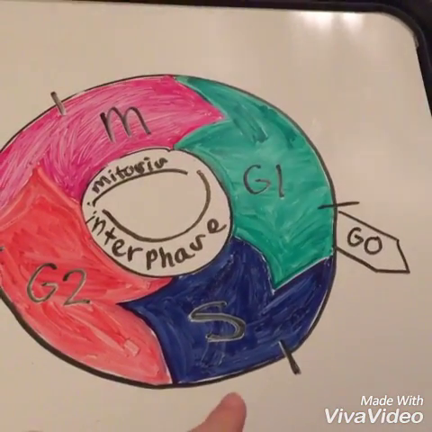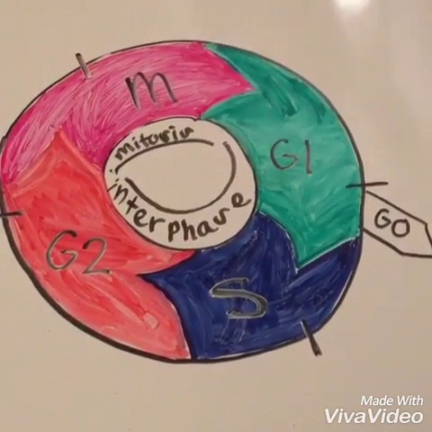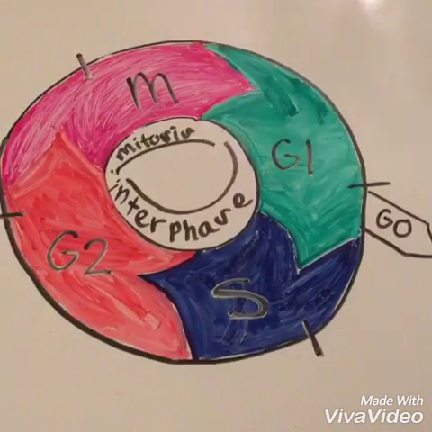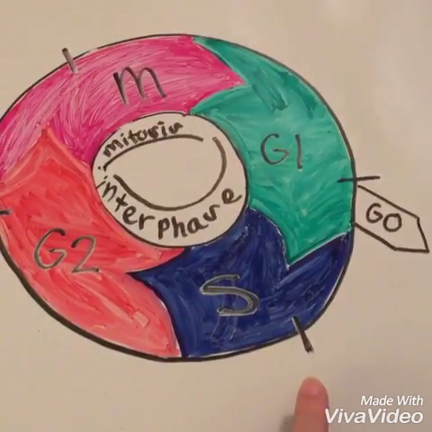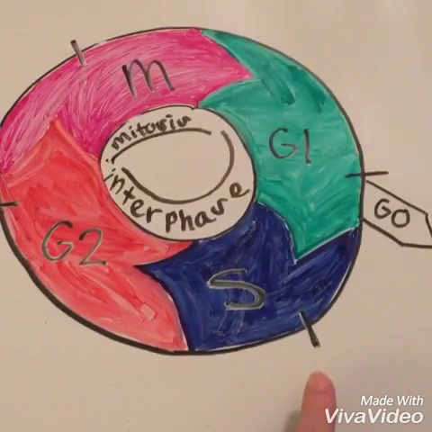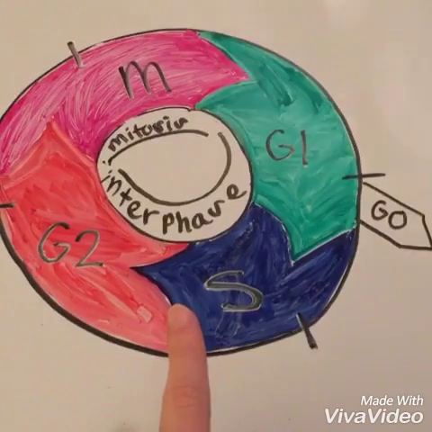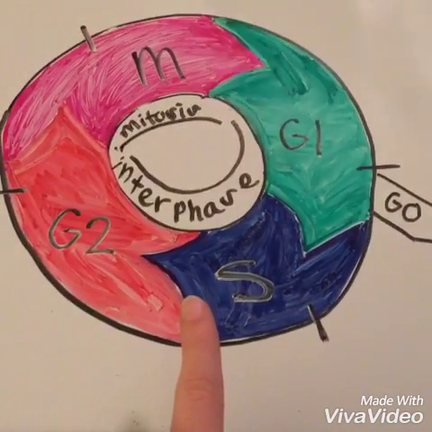If not, it will move on to the synthesis phase, where the cell replicates its DNA to create 2 sets of chromosomes. And then at this checkpoint, it's monitored for errors with DNA replication. Then, if everything is okay, we move to gap 2 phase, where the cell grows more and prepares for division.